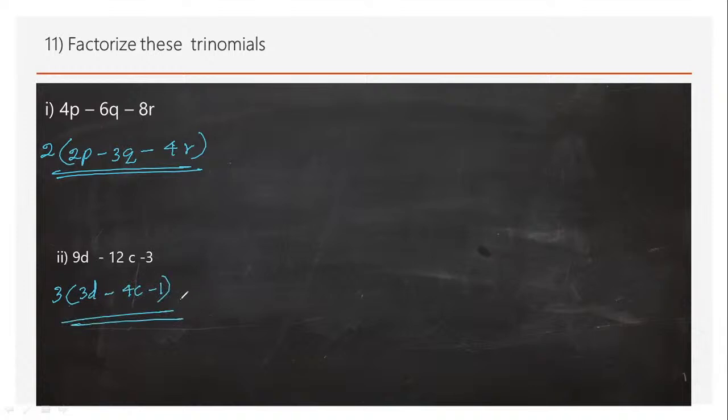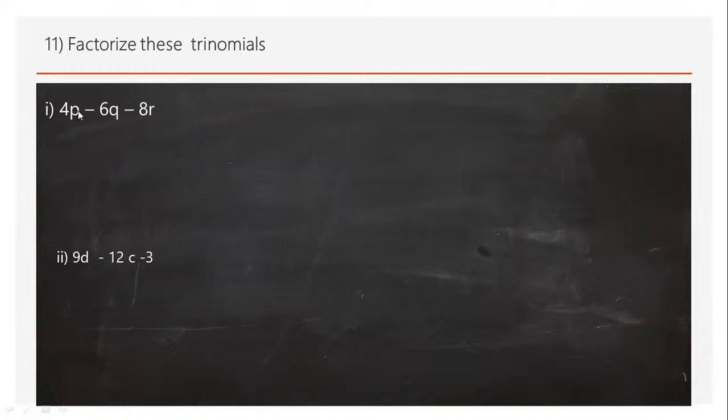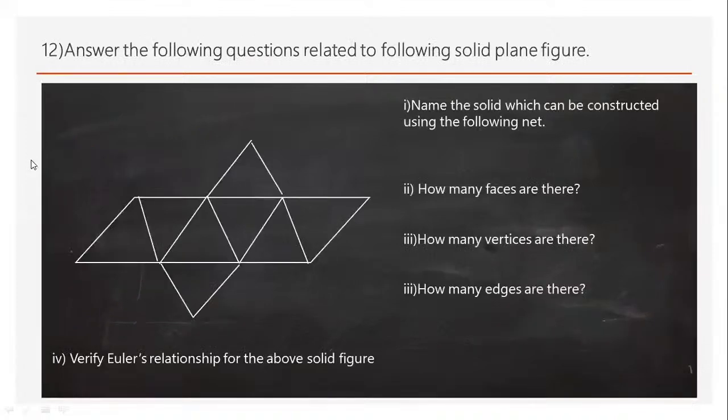What is the 11th? Yeah, 11th. We have finished 11. We have to do the 12th question. This one. Answer the following questions related to the following solid figure. This is a net of a solid figure. All the sides are equal. This is a regular solid figure. Name the solid which can be constructed using the following net. The net has been given. Count 1, 2, 3, 4, 5, 6, 7, 8.